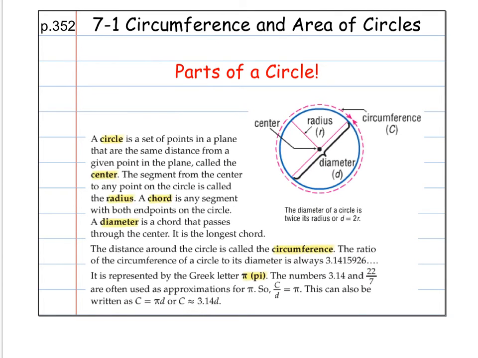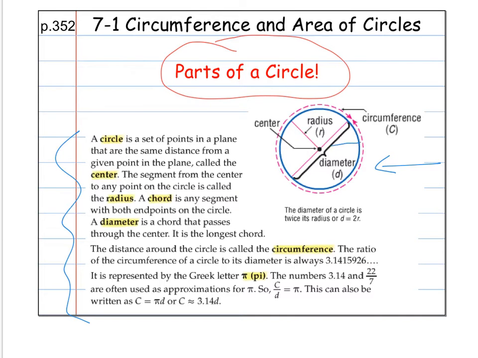So, circumference and area, but first we should talk about parts of a circle. Okay? You don't need to write all of these words, but it would be good to have the picture down and then have these words in your vocabulary. So this is a circle, and a circle is a set of points on a plane that are the same distance away from the center.